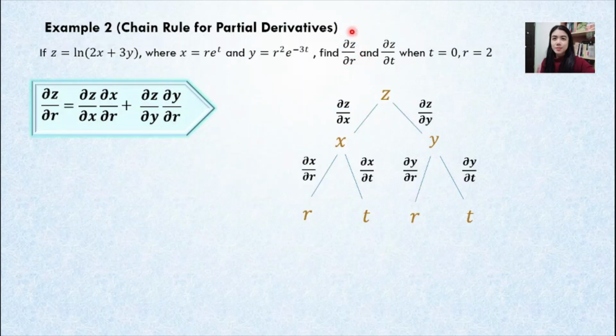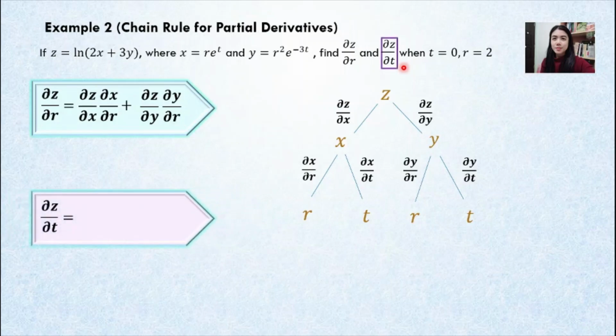Once we have figured out the formula for ∂z/∂r, we need to figure out the formula for ∂z/∂t. For ∂z/∂t, you need to check the branches that end with the node t, because we are looking for ∂t. The first branch that you can see here begins from z to x and x to t. Along the path, you can see ∂z/∂x and ∂x/∂t. Multiplying both of them, you have ∂z/∂x multiplied with ∂x/∂t.